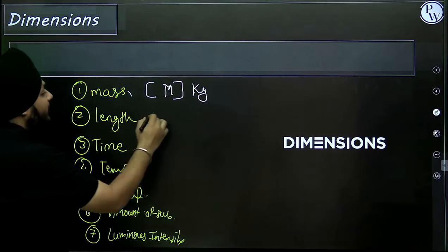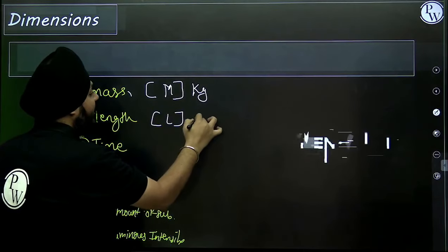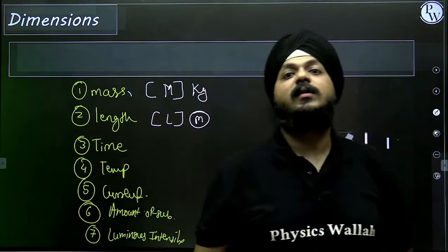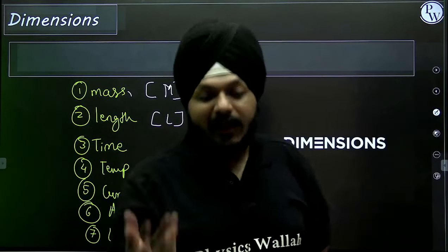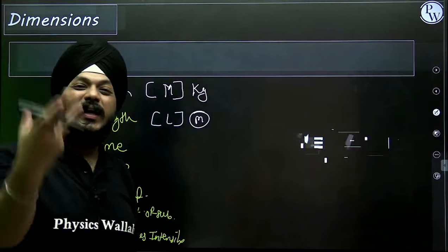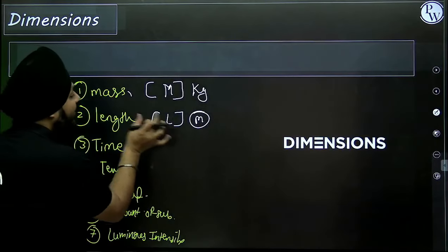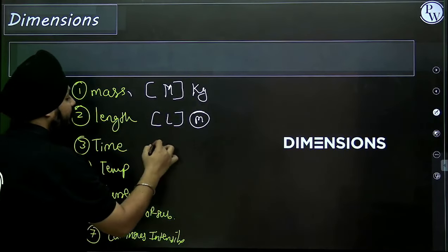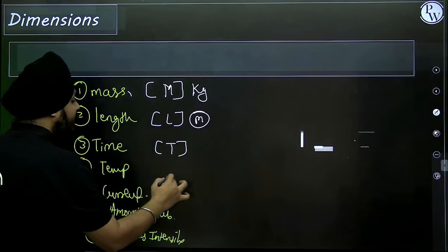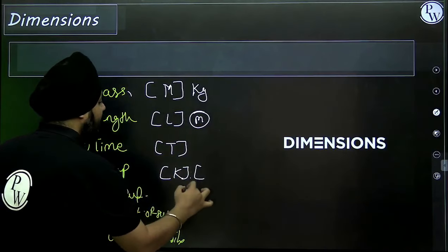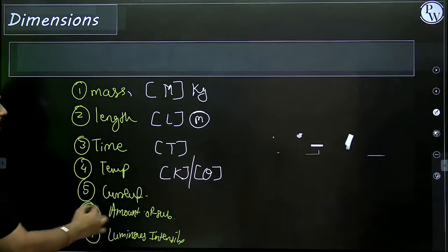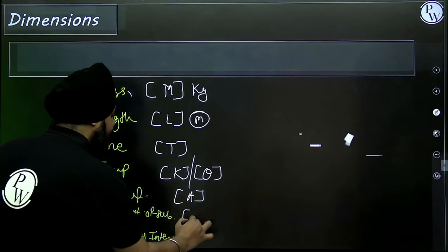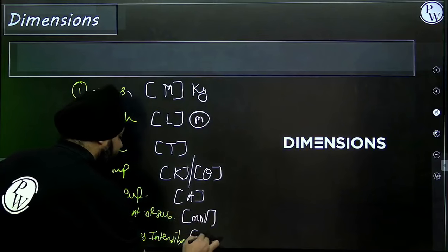Length: generally we measure length in meters, somewhere in feet, somewhere in centimeters, but the general notation for representing length is L. Time, we represent as T. Temperature, we represent as either K or somewhere as theta. Current, we represent as ampere. Amount of substance, we represent as mole, and candela as cd.